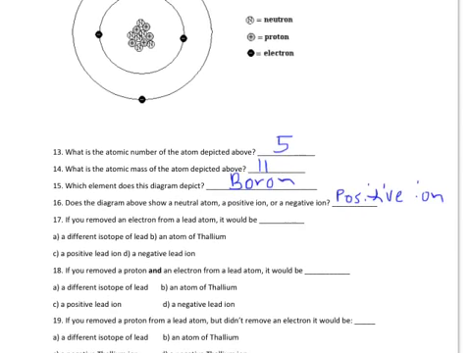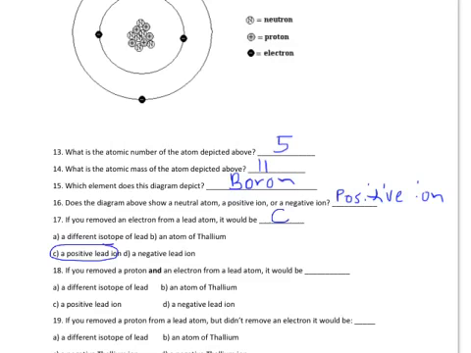If you removed an electron from a lead atom, I wonder what you'd have. Well, it turns out what you would have is a positive lead ion, because you'd have one less electron than you had protons. So it wouldn't be an atom, it would be an ion. It'd be a positive ion of lead. So the answer is C.